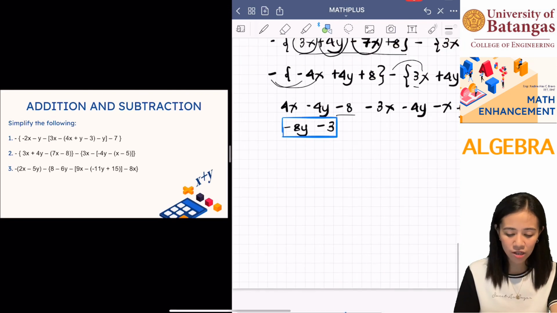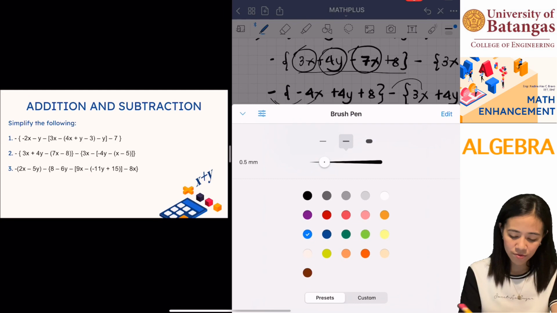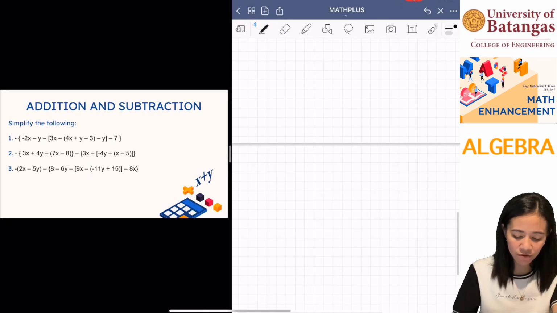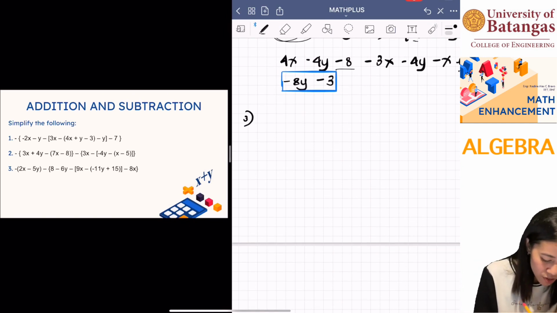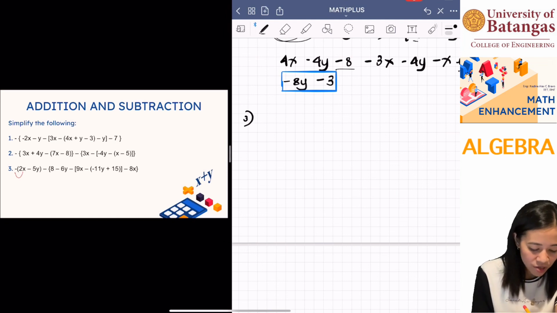Okay? Next, let's proceed to the third example. Okay, number 3. So, for number 3, we have, pwede bang i-distribute ko na? Di ba pwede ko na itong i-distribute, yung negative sign dito? Okay, hindi ko nakakopihin yung given. So, I'll distribute the negative sign here. So, you'll get negative 2x na. Okay, and then positive 5y.